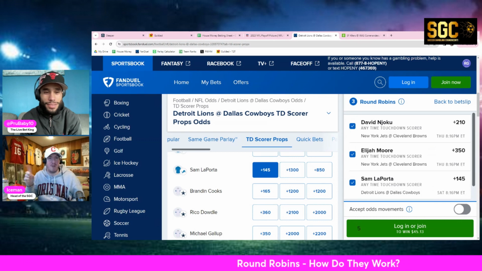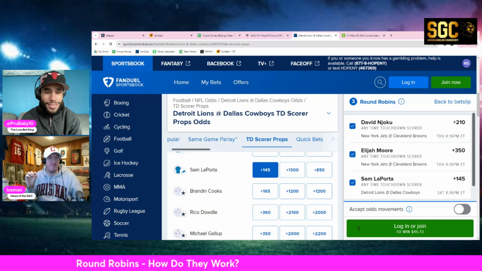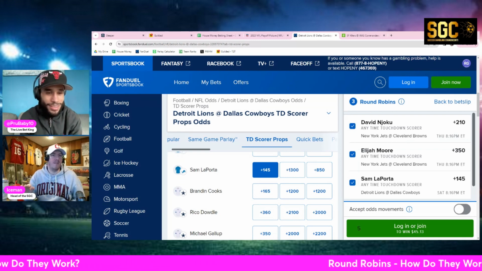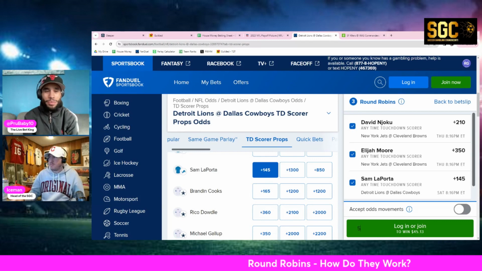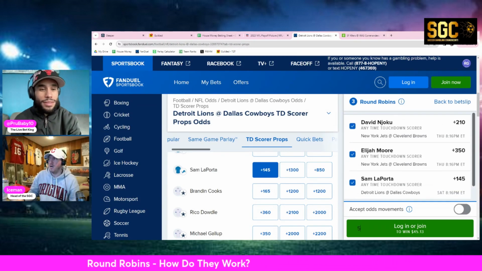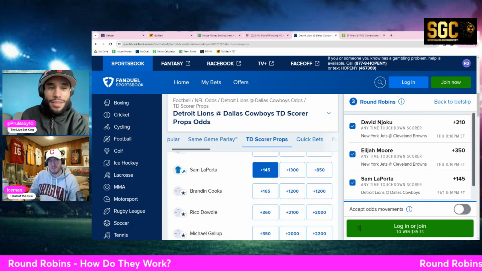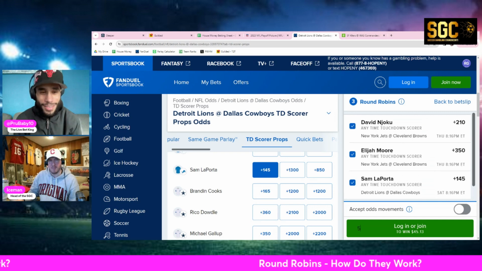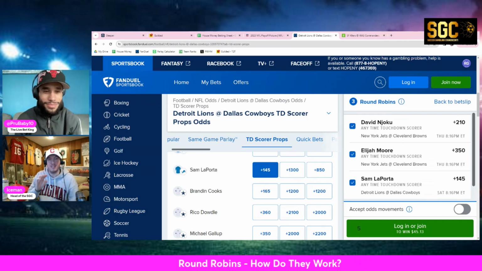Because they've played this round robin by 2, that means they're allowed to get one red cross and they still win. But that is not the way FanDuel does it. So the 2 bets that you are placing here are David Njoku and Sam Laporta, and Elijah Moore and Sam Laporta. They are the 2 bets you are placing.